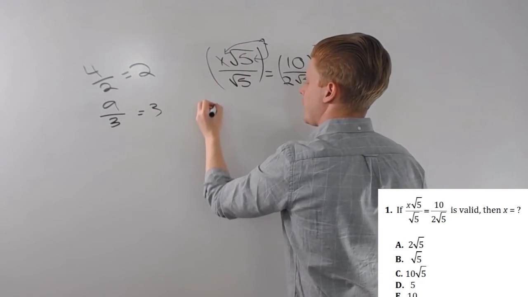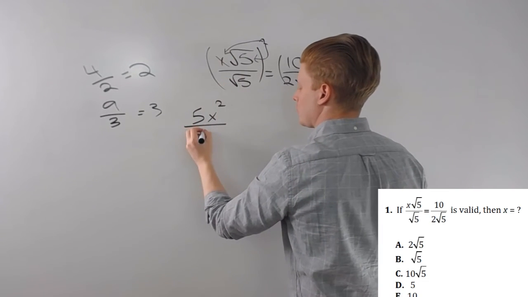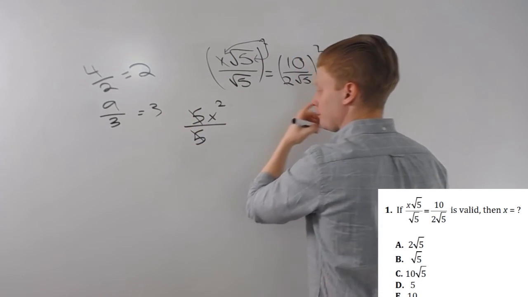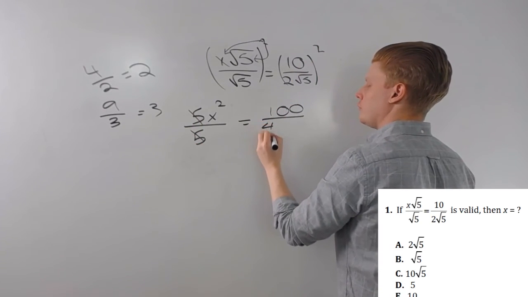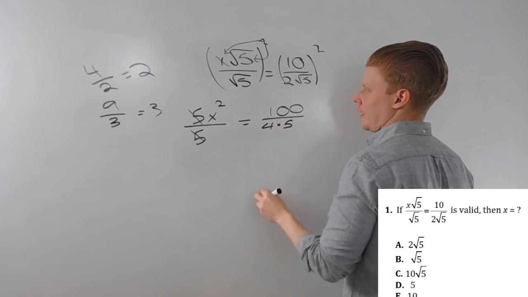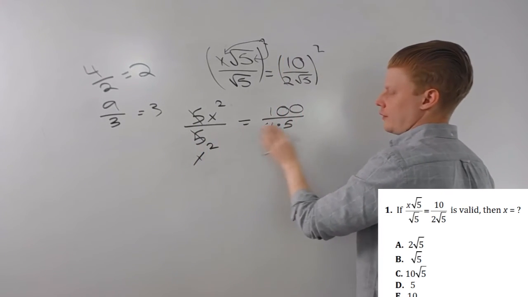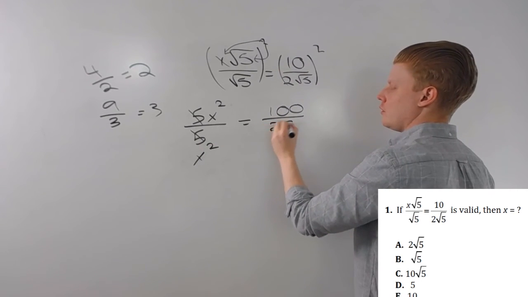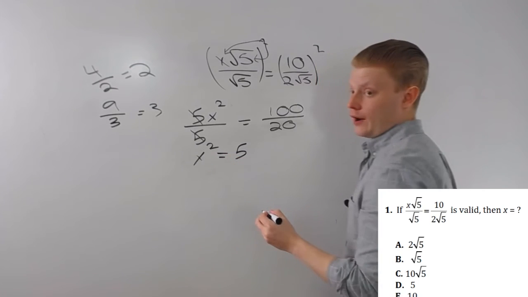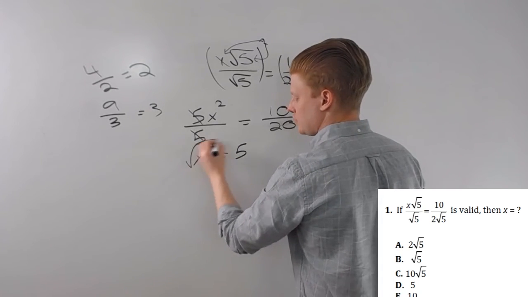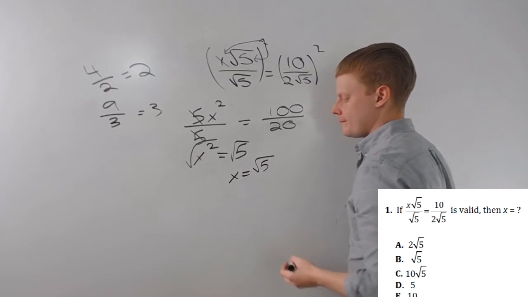So this would give me x squared. Square root of 5 squared is 5. So 5x squared, square root of 5 squared is 5. Again, these will cancel. 10 squared is 100. 2 squared is 4. Square root of 5 squared is 5. 100 over 4 times 5. So x squared equals 100 over 4 times 5, or 100 over 20. Divide 100 by 20, x squared is 5. Square root both sides to just get an x. X is equal to the square root of 5.